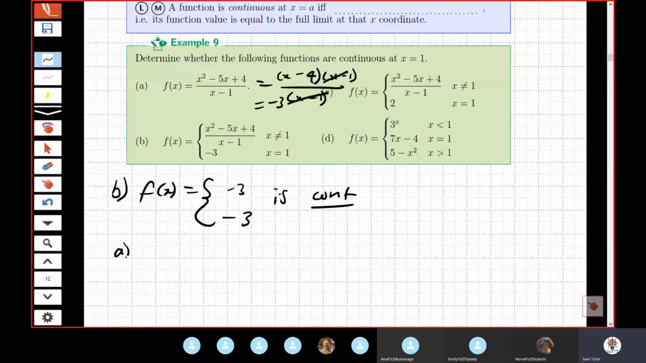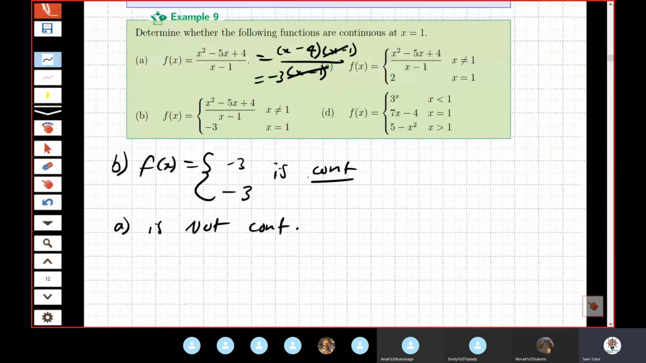Whereas with A, it's not continuous, and the reason why it's not continuous is because you have the problem at x equals 1. Right? The only reason why you were able to sub it in is because you got rid of it. But the original function was this, not x take away 4. So A is not continuous. B is continuous because here it's not continuous at negative 3, right? There's a break, but it's saying at x equals 1, it is still negative 3. So it does become continuous again.